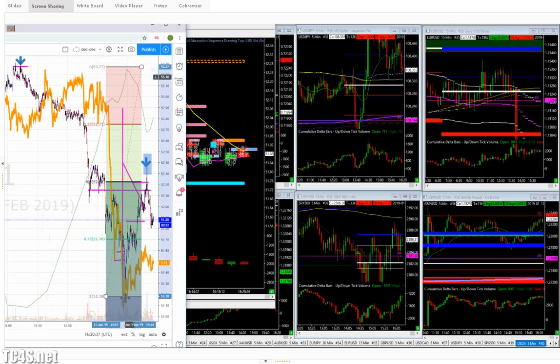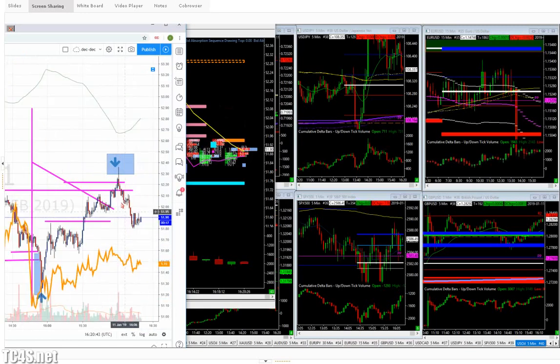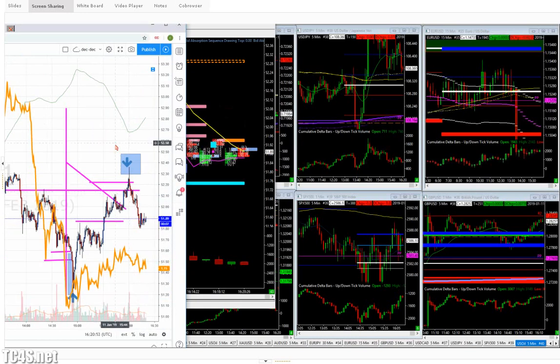It's got nothing to do with Fibonacci. It's to do with simple arithmetic. That's what it's to do with. So we now know that this is also a 50 pullback. It's also the measured projection. It's also the change of behavior. And we see the market maker absorbing stops.